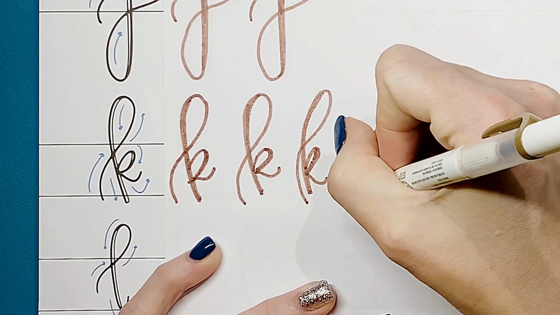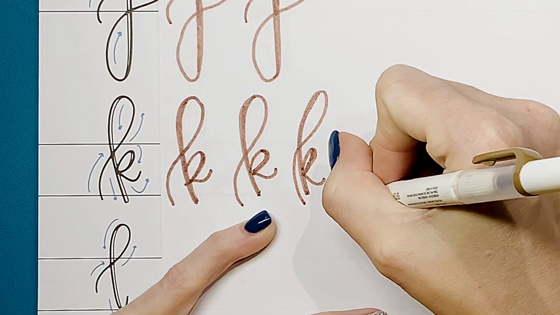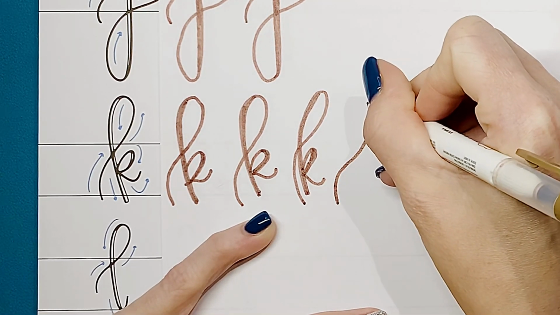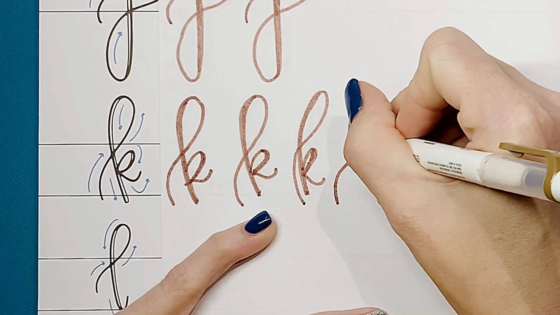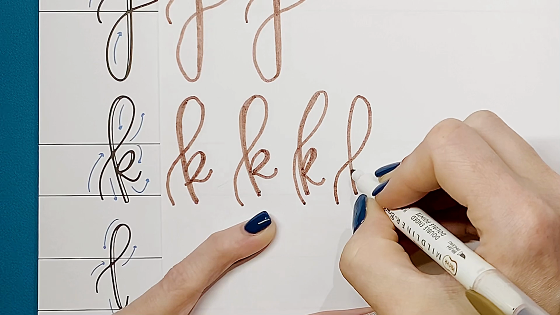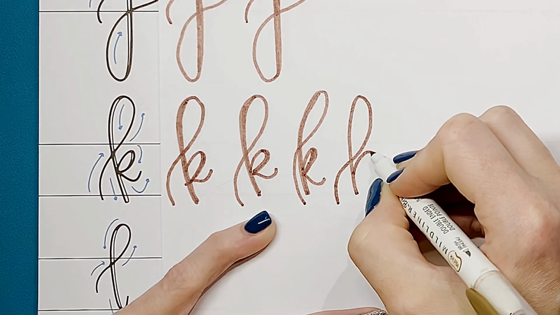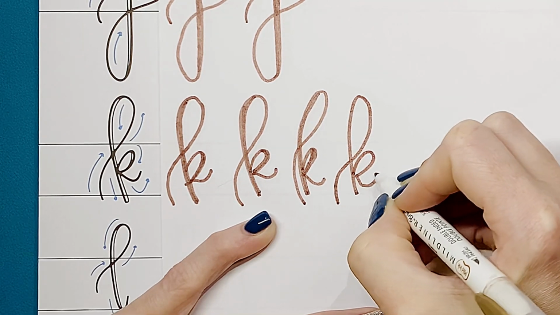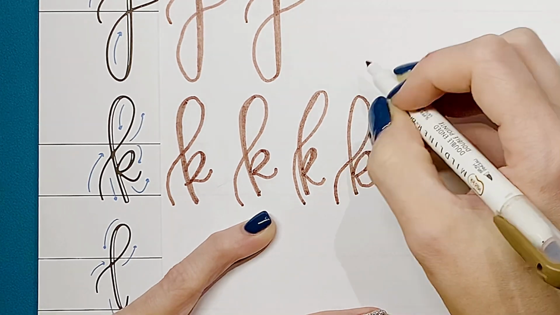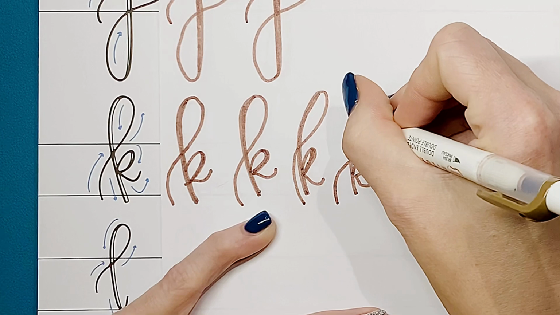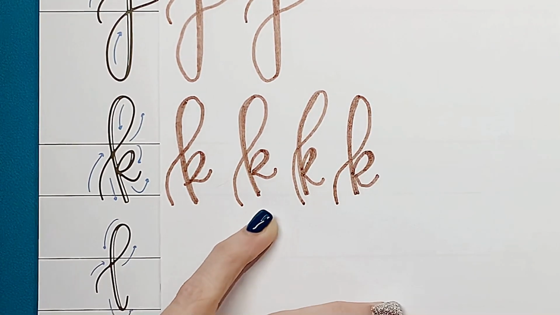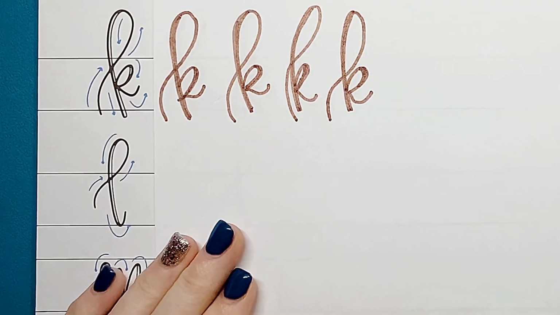Okay, one more freehand. Start below the line, up, around, stop on the line, do your little loop, and foot. Downstrokes on the inside, on the right, and inside on the left. All right, that's K. On to L.